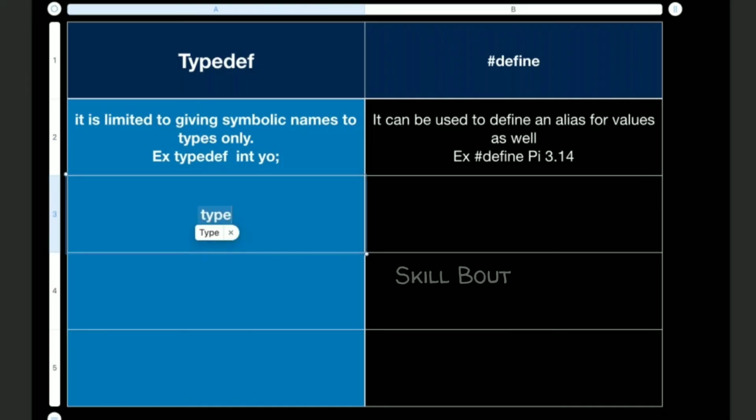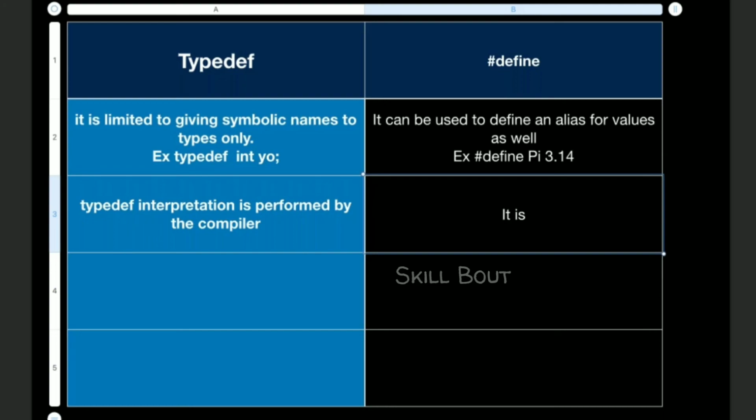Regarding the interpretation, when it is actually invoked, the typedef interpretation is performed by the compiler, whereas the #define is performed by the preprocessor. Typedef is by the compiler, and this one is by the preprocessor.